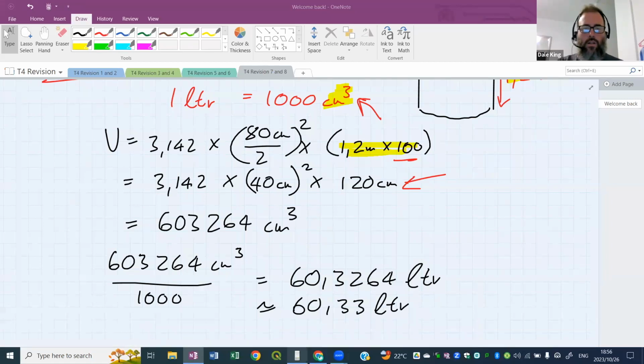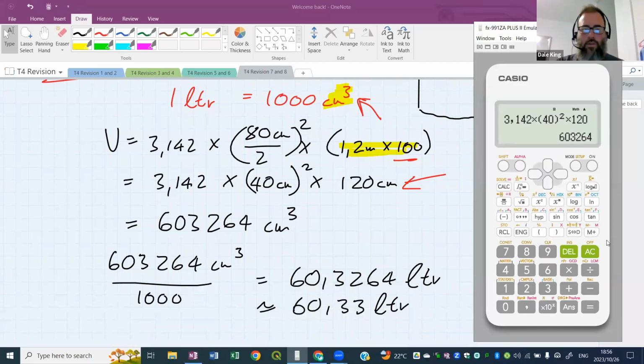I didn't actually do it on the calculator. I tried to do it out of my head, which is not very smart because I bought this calculator and it needs to work for me. So let's do 603,264 divided by 1,000.